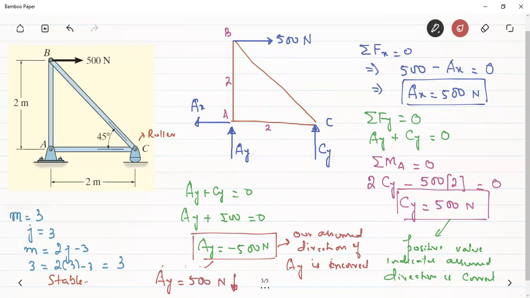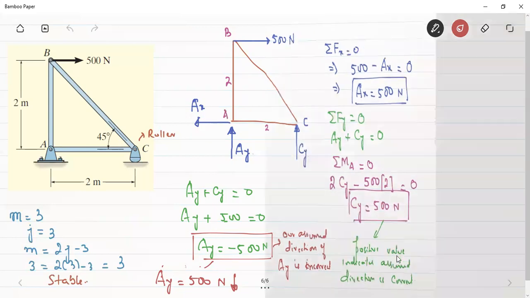Okay, so once we have found out the support reactions, now let's go on to the joints. So we can see that if I take the example of joint A, okay, although there are four forces, but only two are unknown because Ax and Ay we have already calculated. Now the unknown forces are force in the member AB and force in the member AC. And our initial assumption will be that all the members are in tension, therefore all the forces will be shown away from the joint. So let me take an example of joint A.